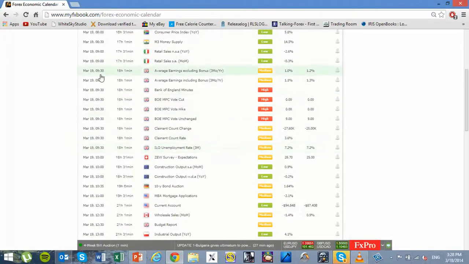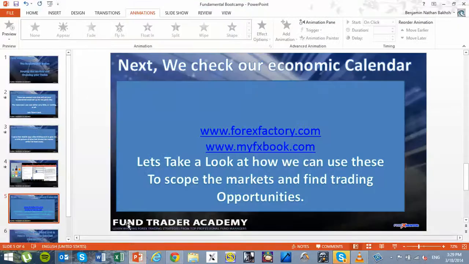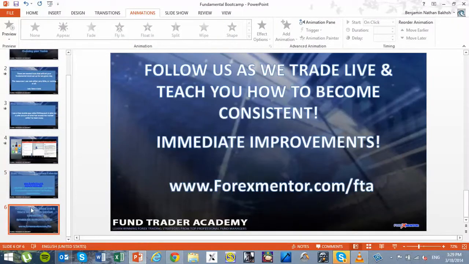So I know already that I'm probably going to be trading the pound dollar at around 9:30, and my trade is going to reflect whether the Bank of England minutes are positive or negative on that pair. So of course, if it's good news for the pound, then I'm going to buy that pair. If it's bad news, I'll sell the pair. And that's how I scope the markets. It's a very, very simple process, but it's effective.